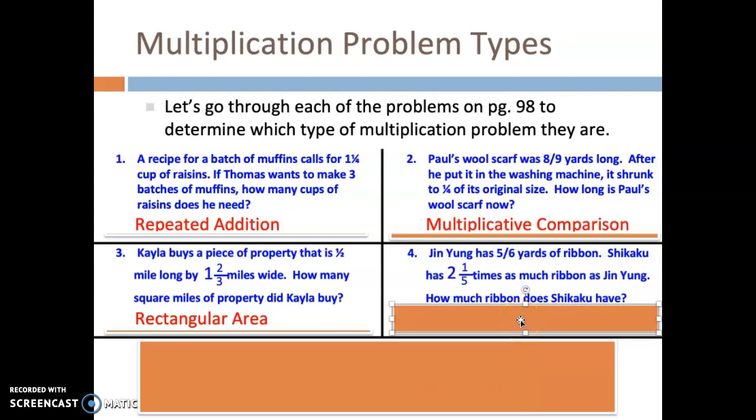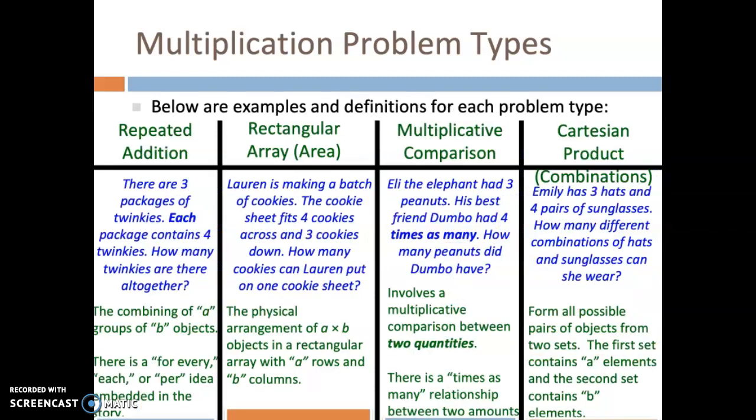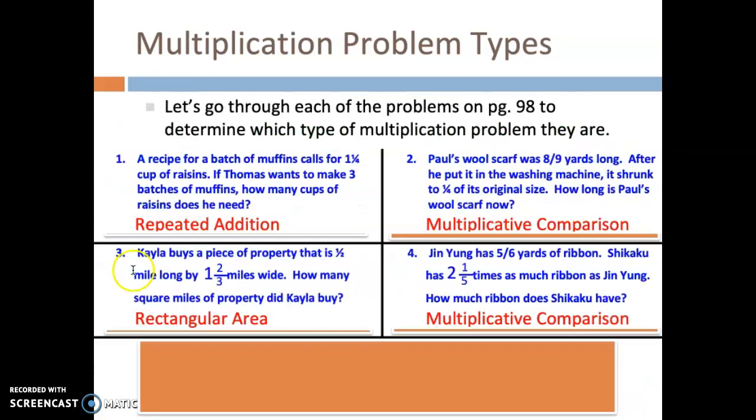Jin Young has 5/6 of a yard of ribbon. Shikaku has 2 1/5 times as much ribbon. How much ribbon does Shikaku have? Multiplicative comparison. Again, I encourage you to go back, look at this slide, think about the definition that's in green, and then revisit this slide.